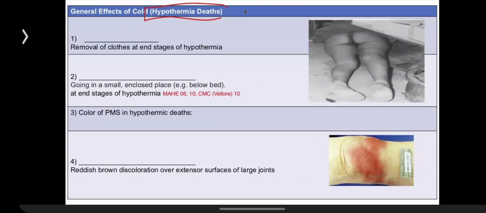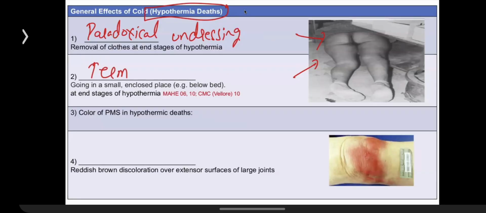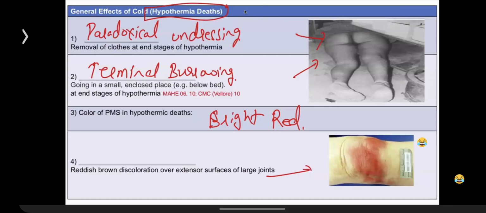Now, hypothermia death. There are four features. This photograph shows two features: one is paradoxical undressing and terminal burrowing. Hide and die syndrome. Color is bright red. And then this is frost erythema.